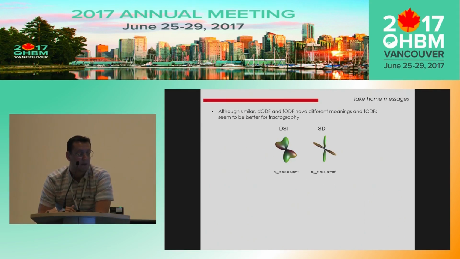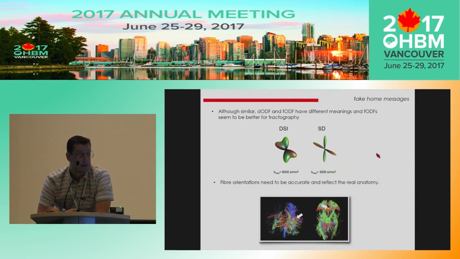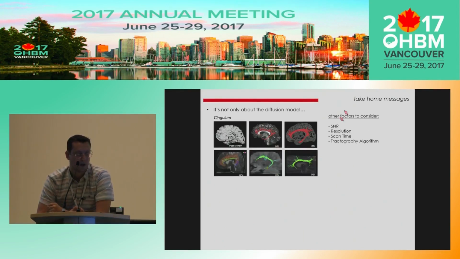And I want to stress this is very important. D of the F and F of the F look similar, but they are different, okay? Remember that in one case we are talking about diffusion displacement, in the other we are talking about fiber orientation. And usually it's much easier to get F of the F with a lower b-value compared to D of the F. Finally, when you do tractography, you don't want to just get crossing fibers. You want to be sure that your fiber orientations are reliable. It's very easy now with advanced methods to get really random tracks, okay?